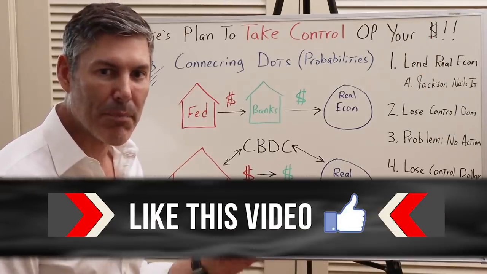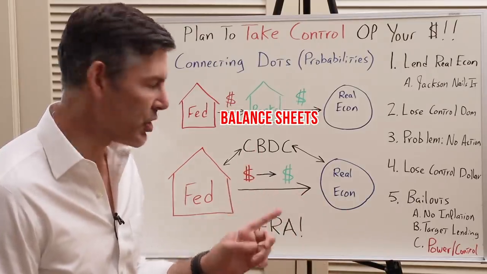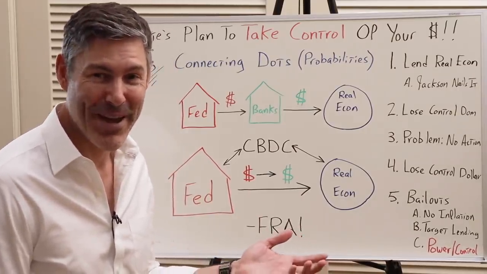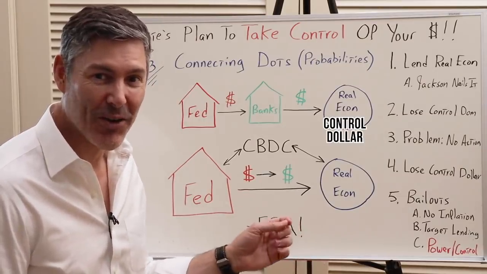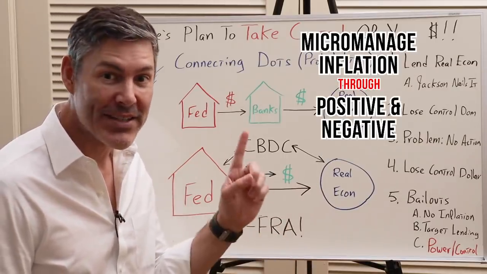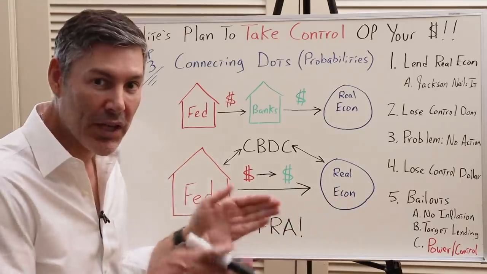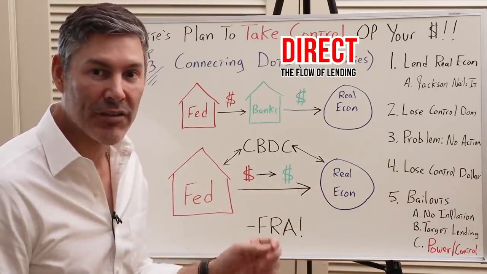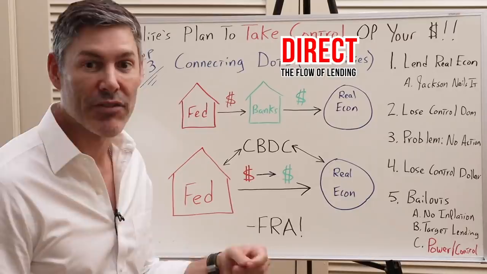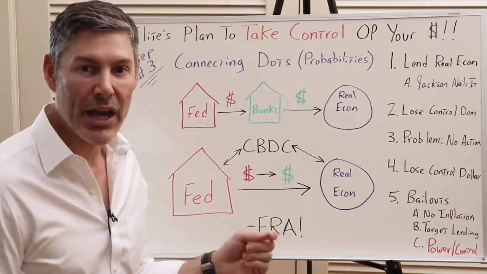Basically, what would happen is the balance sheets for all of the banks would be consolidated into one balance sheet at the Federal Reserve. And what's interesting, or maybe terrifying is a better word, is they could control the dollar creation in the real economy. They could also micromanage inflation through positive and negative interest rates. But they could also have all these additional mandates, or they could direct the flow of lending to special projects that had been adopted by the central planners themselves, such as the Great Reset agenda. And they could do this without the federal government taking on any more debt.